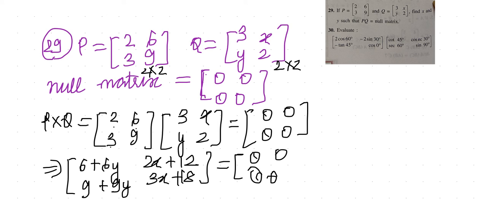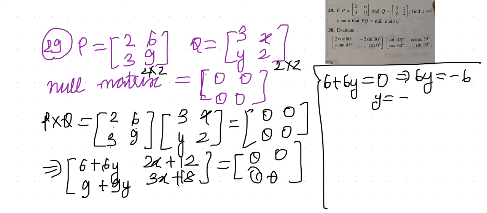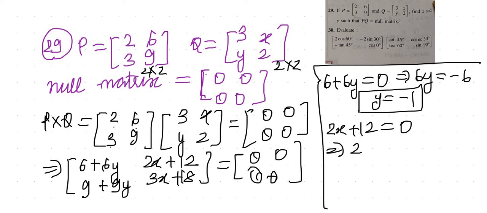If you equate the values, what are you going to get? 6 plus 6y is equal to 0. This implies 6y is equal to minus 6, so the value of y will be minus 1. And what about x, children? You get 2x plus 12 is equal to 0, so 2x will be equal to minus 12, and x is going to be equal to minus 6. So these are the values that we are getting: y is equal to minus 1 and x is equal to minus 6.